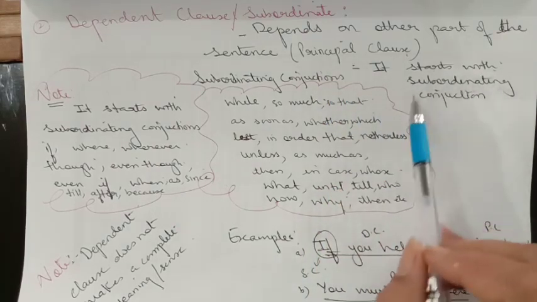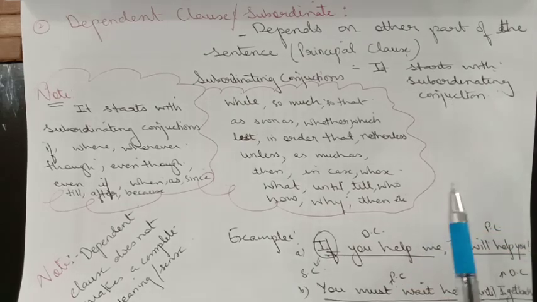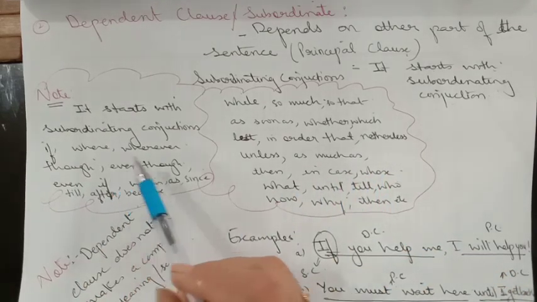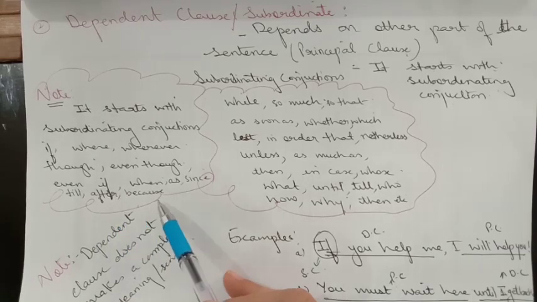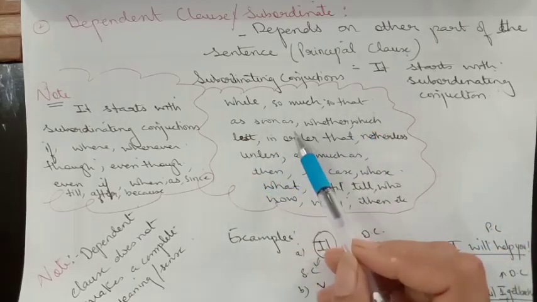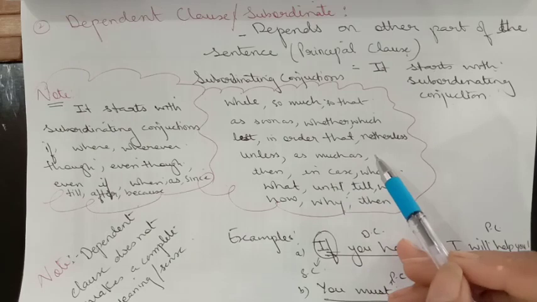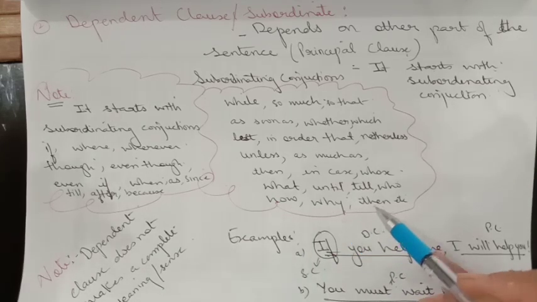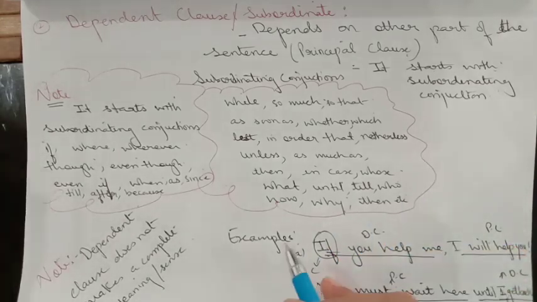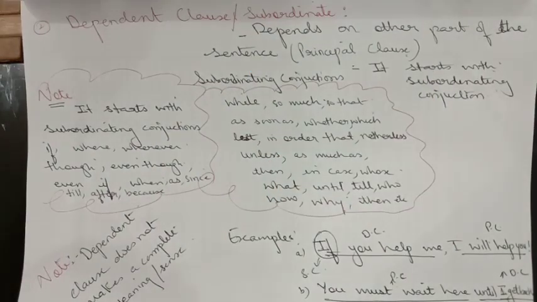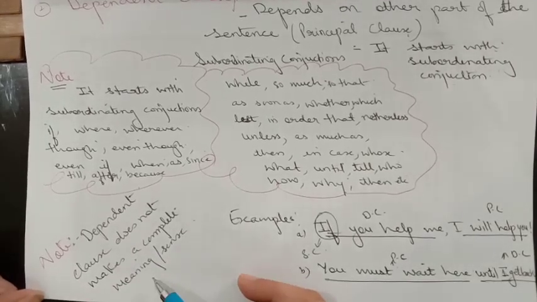It starts with the subordinating conjunctions. So a dependent clause starts with the subordinating conjunctions, and these are all your subordinating conjunctions: if, where, wherever, though, even if, when, as, since, still, after, because, while, so much, so that, as soon as, whether, which, lest, in order that, nevertheless, unless, as much as, then, in case, whose, what, until, till, who, how, why, then, etc. These are all your subordinating conjunctions, and your dependent clause, also known as subordinate clause, starts with the subordinating conjunction.